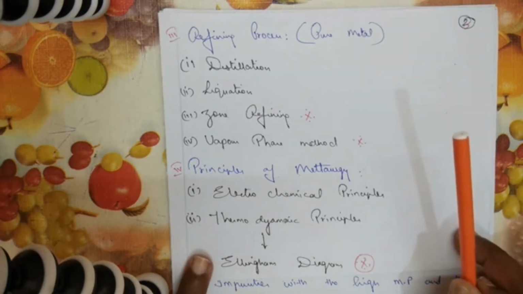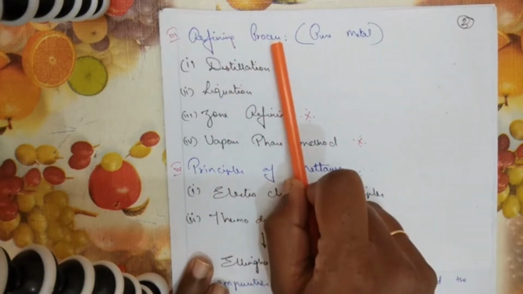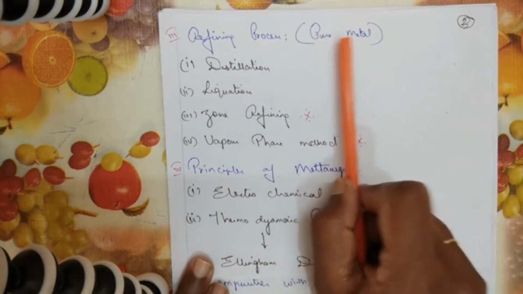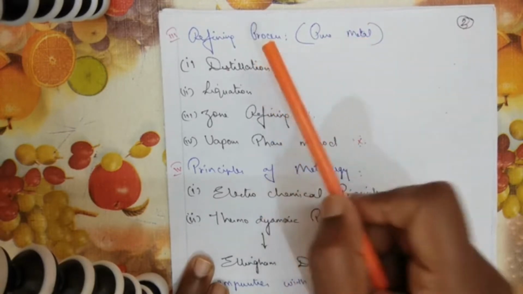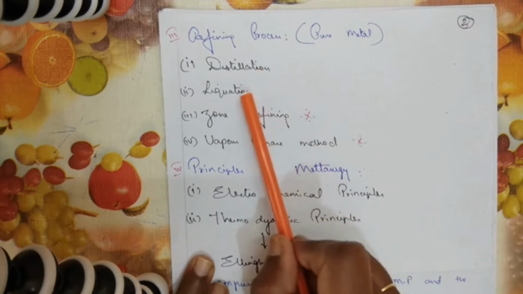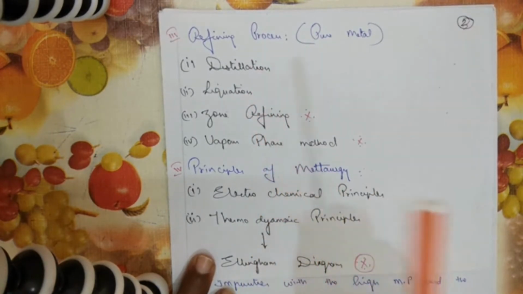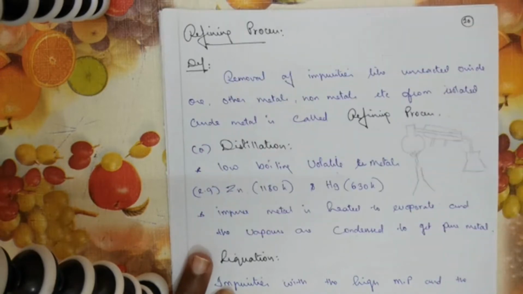Now we are moving on to the fourth concept in this lesson, the refining process. What is the meaning of the refining process? Obtaining a pure metal. Here again you have four different methods possible: distillation, liquefaction, zone refining and vapor phase method. We will see them one by one in detail.